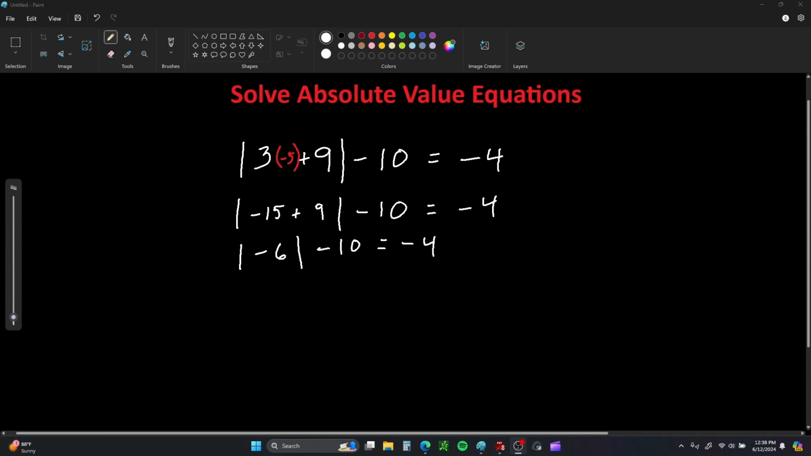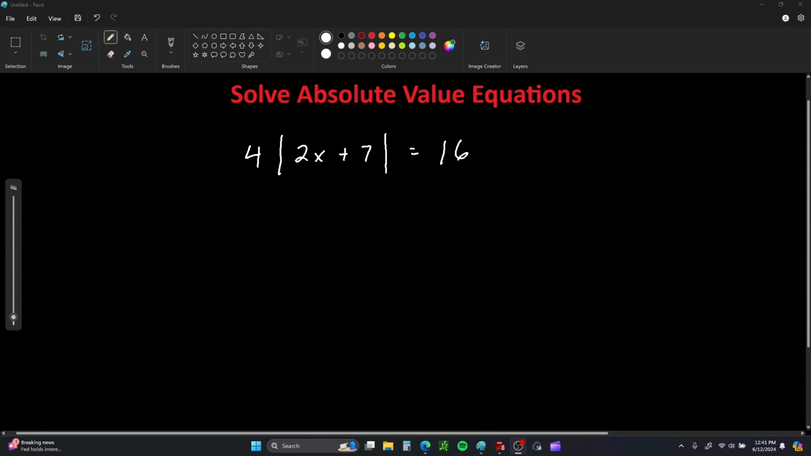Then the absolute value of minus 6 is 6, and I bring down what I didn't use. And then finally, 6 minus 10 is minus 4, which checks out. This next equation has the absolute value of 2x plus 7 being multiplied by 4.